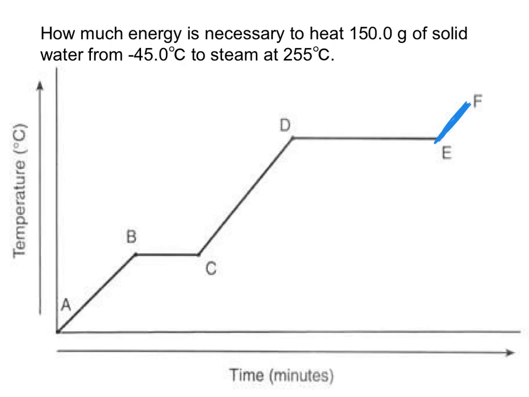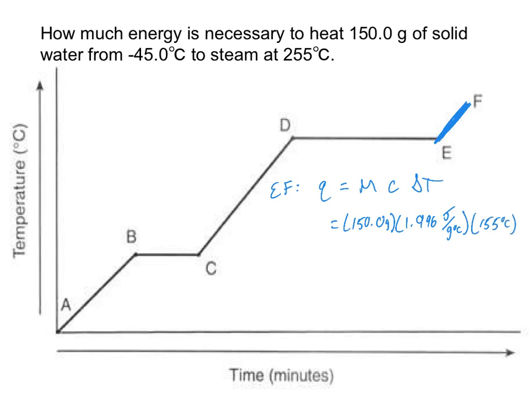Finally, now that all of the water is in the vapor form, we can calculate the energy required in order to raise the temperature of that vapor from 100 degrees C to 255 degrees C. And so EF in our plot, since we're raising our temperature now, the heat will be equal to mc delta T, our mass of 150 grams. The specific heat of steam is 1.996 joules per gram degree C, times the temperature change of 155 degrees C. And so it will take 46,407 joules in order to raise the temperature of the steam from 100 degrees C to 255 degrees C.